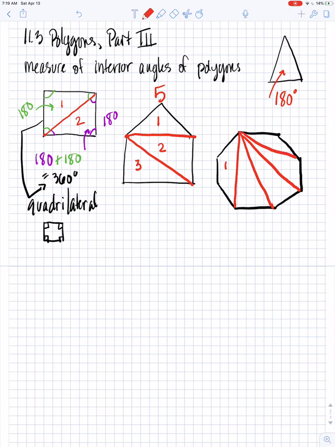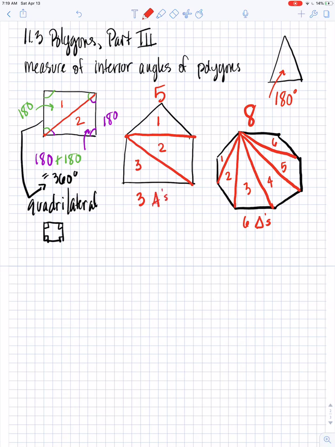Ooh, I forgot one right here. If I was better at drawing, let's see here. I have one more right here. Okay, so how many triangles do I have inside this octagon? 1, 2, 3, 4, 5, 6. So an 8-sided polygon has 6 triangles inside, and a 5-sided polygon has 3 triangles inside.